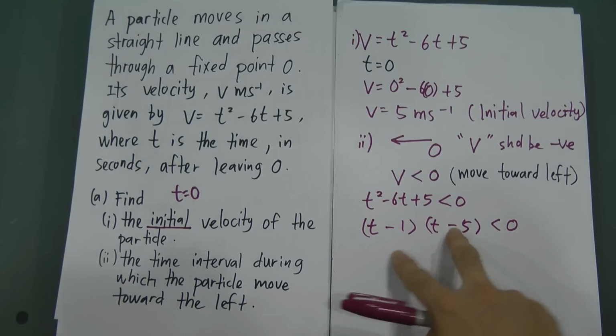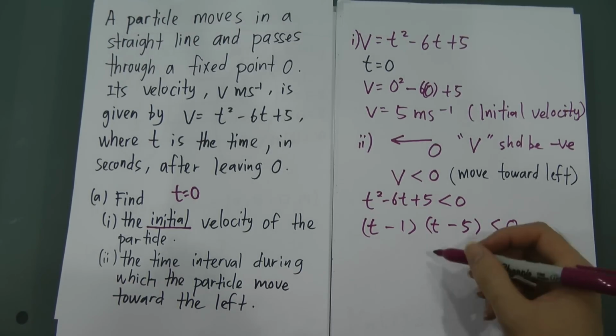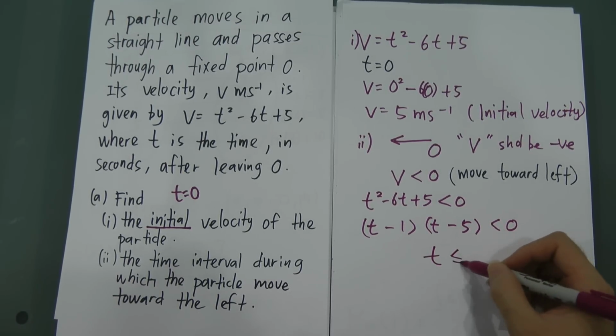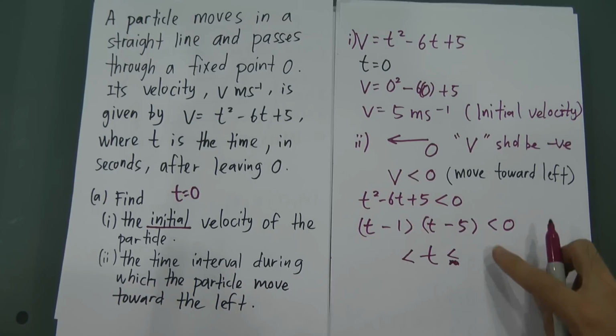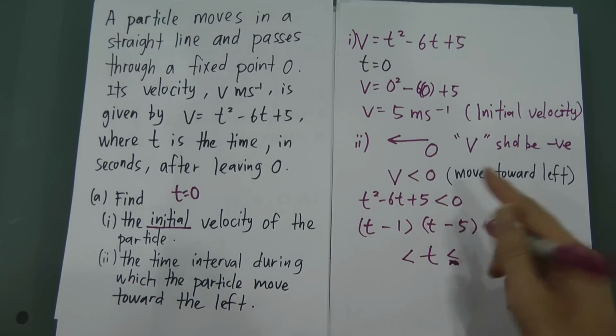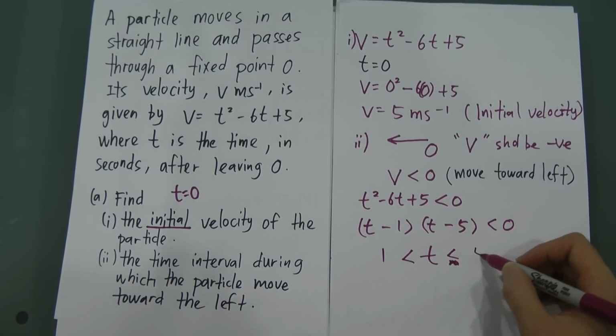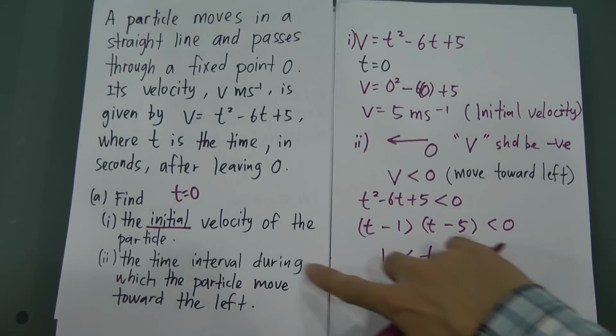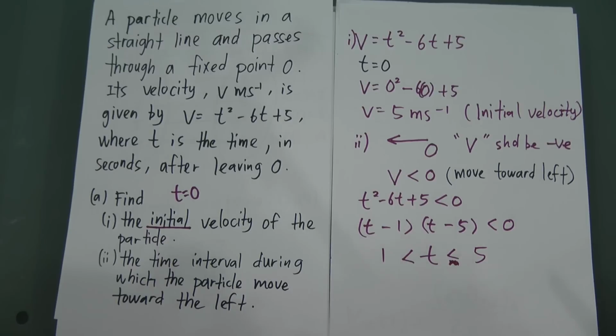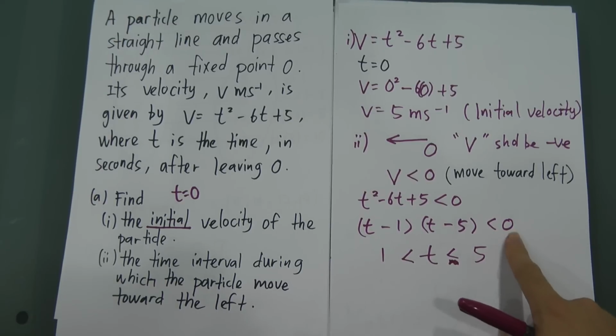When you factorize and the whole thing is smaller than 0, you will get an interval like this: t is between a smaller value and a bigger value. So obviously we put 1 here and 5 here. Therefore the time interval for the particle moving toward the left is from the 1st second until the 5th second.